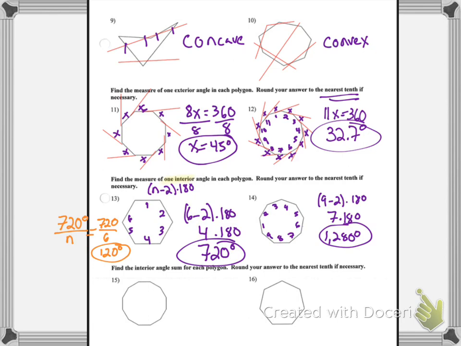Let's go back here. So the measure of the angles is 120 degrees. We're going to do the same thing over here. We know both these are regular polygons, so therefore the angle measures have to be the same. So we know the total sum. The sum is going to be that 1,280, and we're going to divide it by our 7. So 1,280 divided by 7.